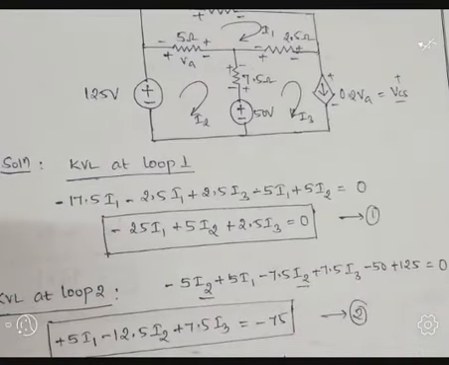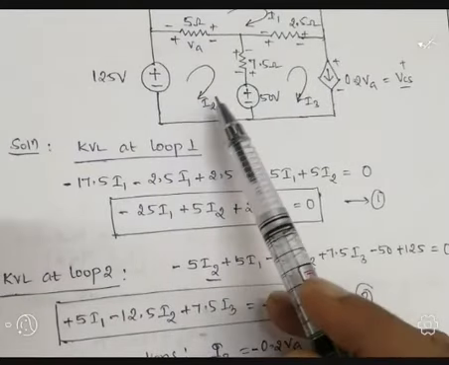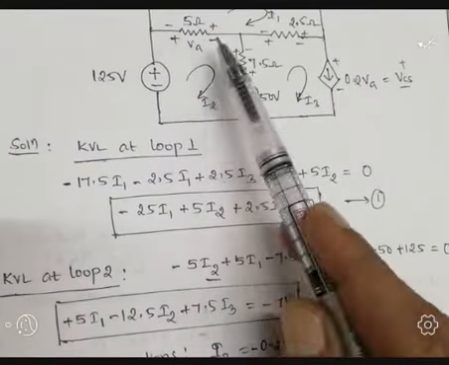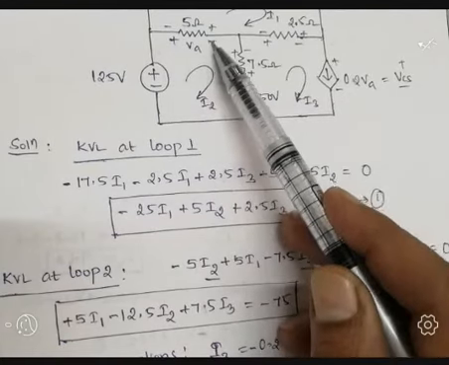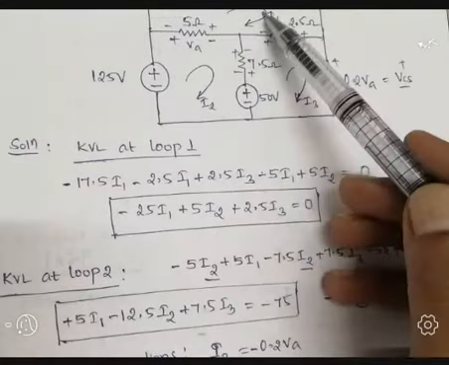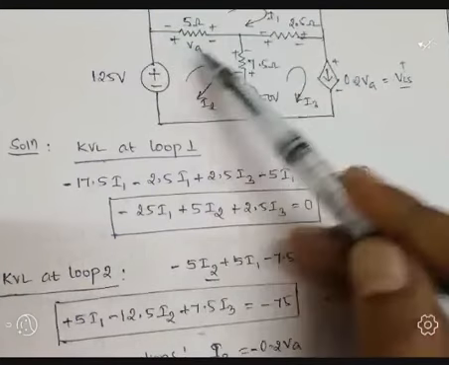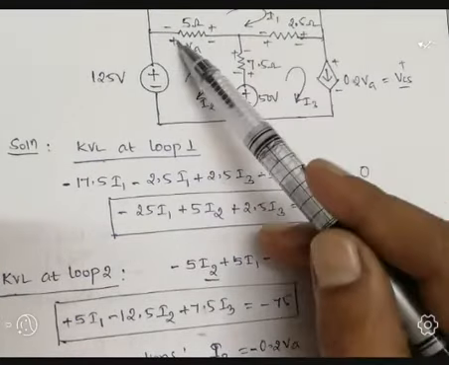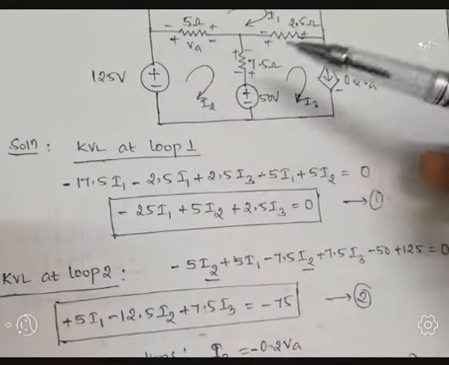Similarly, apply the KVL to loop 2. This is loop 2. So first one, the head of the arrow mark is pointing here, negative polarity. Hence minus 5 I2. In the same branch, one more current is flowing. So this arrow mark is pointing towards plus. Hence plus 5 I1.